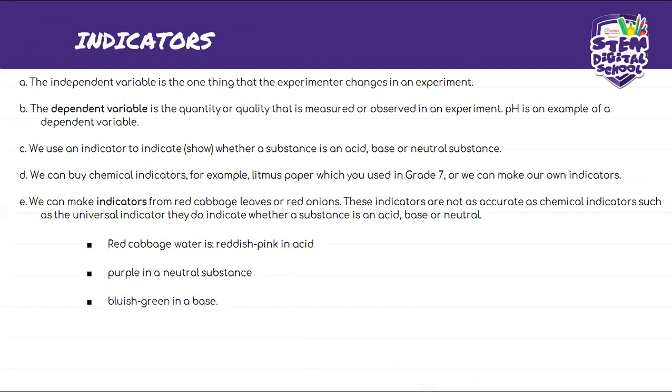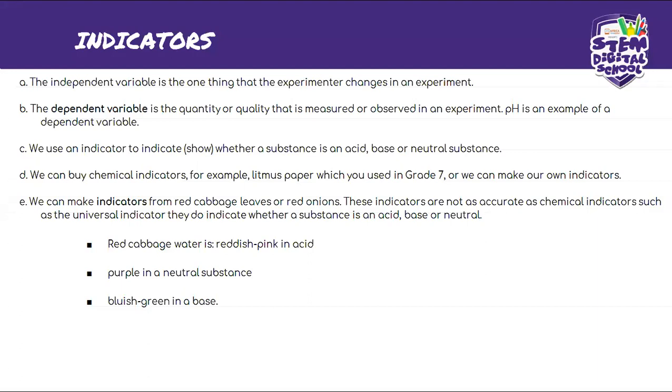Now we are saying that these indicators are not as accurate as chemical indicators, such as the universal indicator. They do indicate whether a substance is an acid, base, or neutral. So when you are producing your cabbage indicator, the red cabbage more especially, and you want to verify, you must know that when it is pink, reddish pink in acid, then you know that the substance you are talking of is an acid.